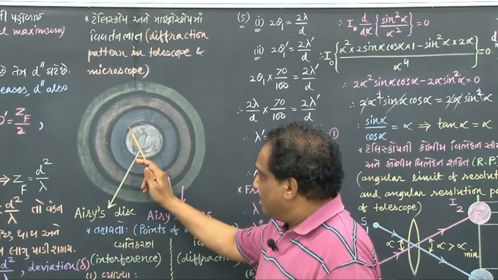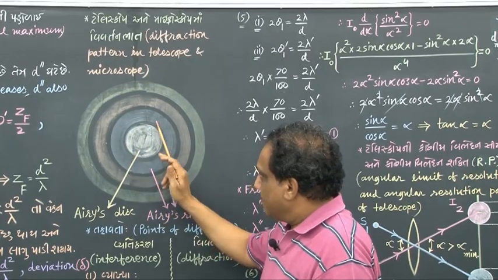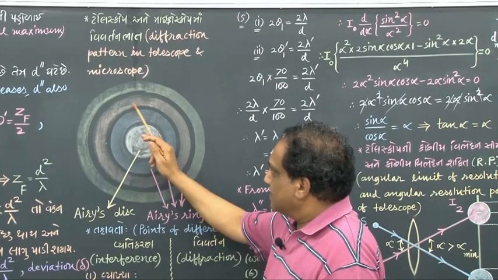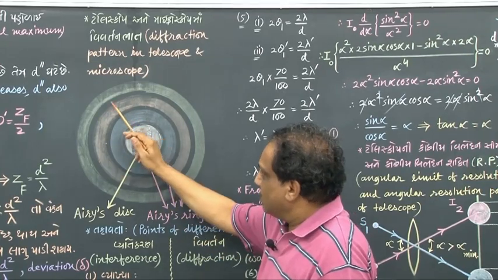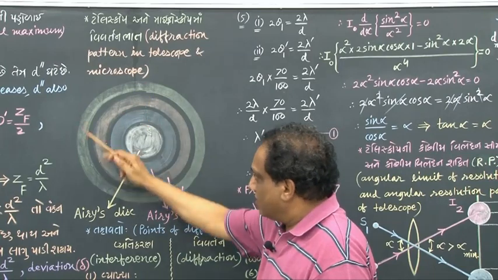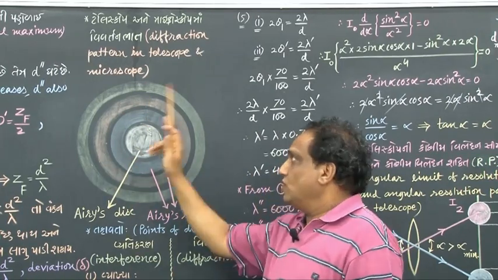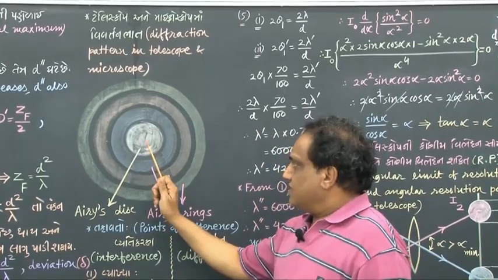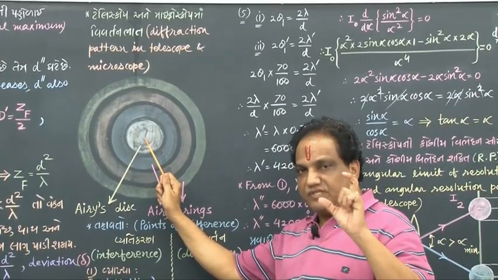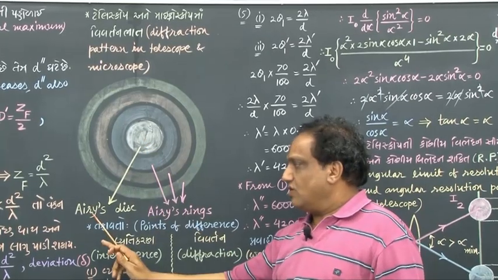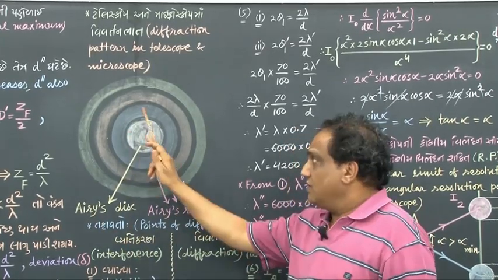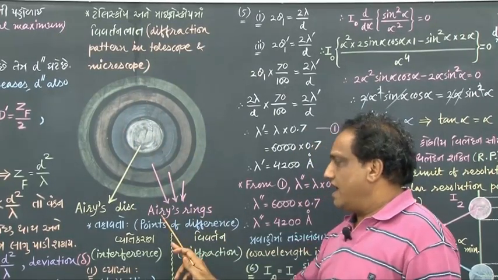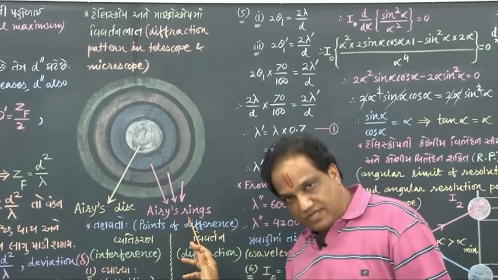Just surrounding to that, we have first order minimum, then first order maximum, then second order minimum, then second order maximum, then third order minimum, then third order maximum, and so on. Altogether, this pattern is called diffraction pattern. Whichever is a central bright circular disc, that is called Airy's disc, and the surrounding different order maxima rings are called Airy's rings.